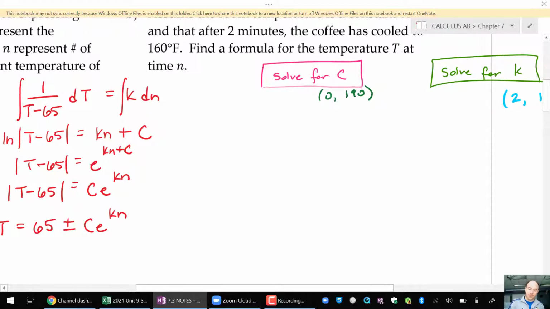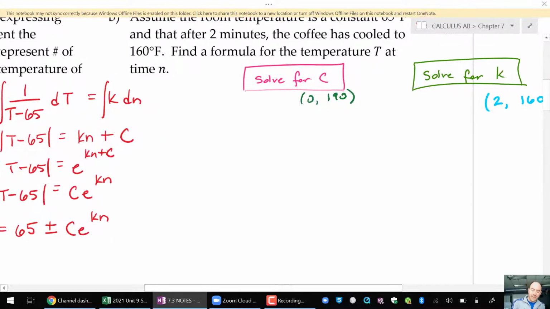We'll get to that in a minute. So here we go, plug in 190 for T. 190 equals 65 plus or minus C e to the power of K times N, but N is going to be 0. So e to the 0 will end up being 1. So now I have, let's subtract 65 actually, 125 equals plus or minus C times 1.